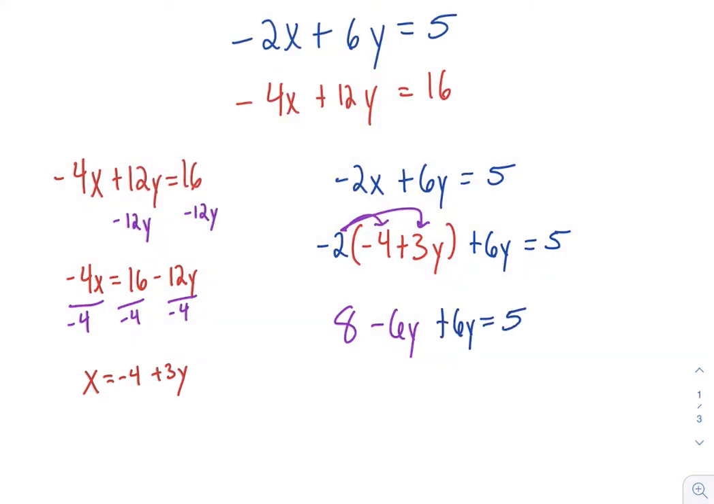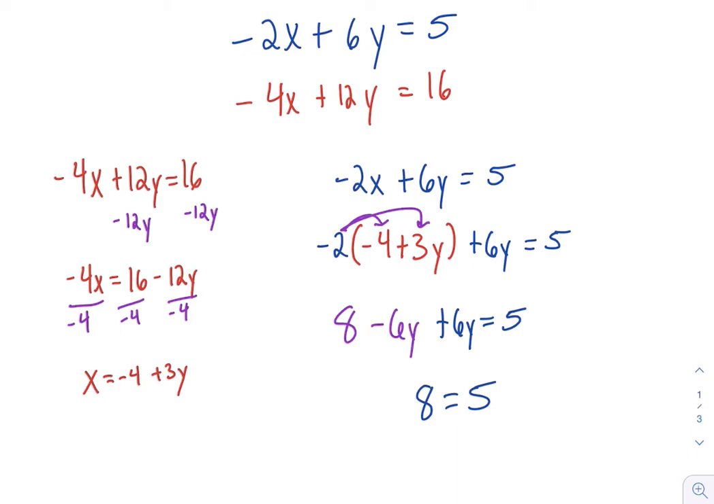Now I want to combine like terms, and maybe some of you see it, maybe not, but right here, minus 6y plus 6y. If I have minus 6y's plus 6y's, I get 0. So basically, that's just going to disappear. They turn to 0y, which is just 0. And I'm left with 8 equals 5.